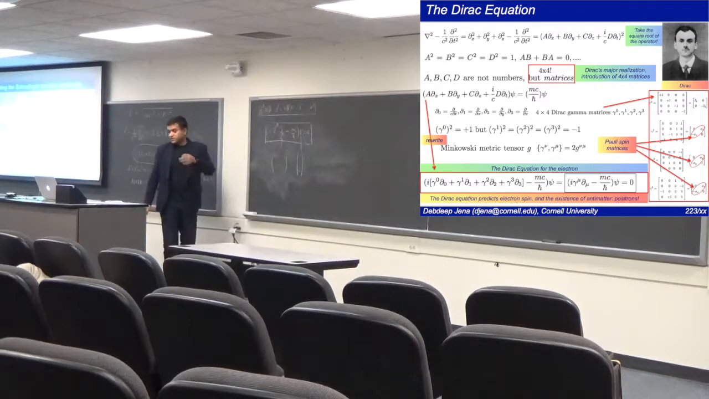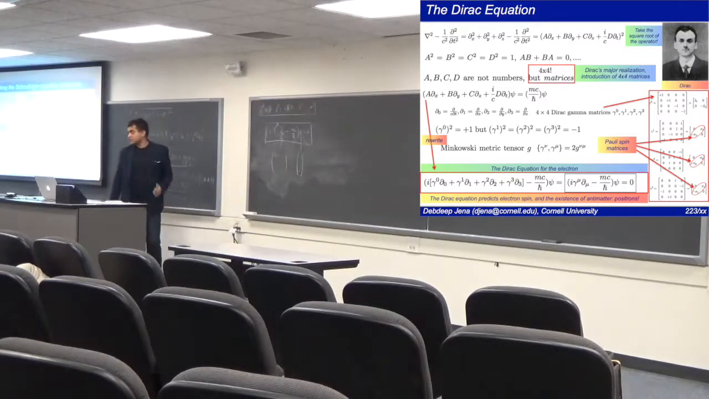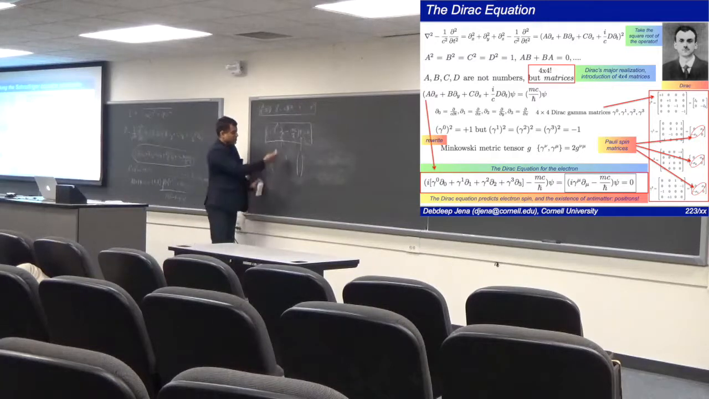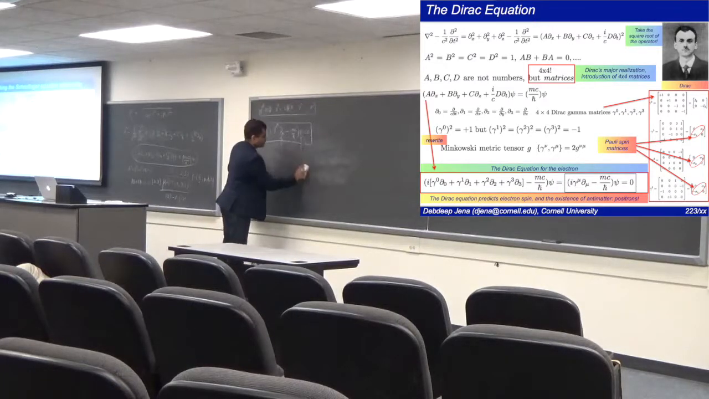It's a 4 by 1 vector. It's not a number anymore. It's not a scalar quantity, which we have in the Schrodinger equation. I'm not going to get into details, but let me just write down, because what you need to do is solve a few things.